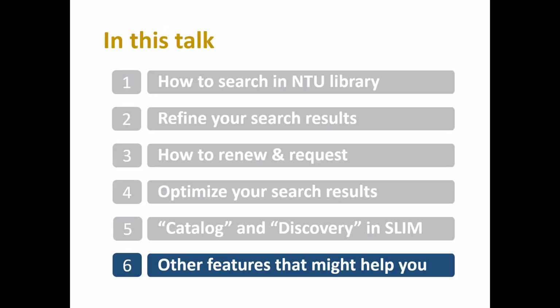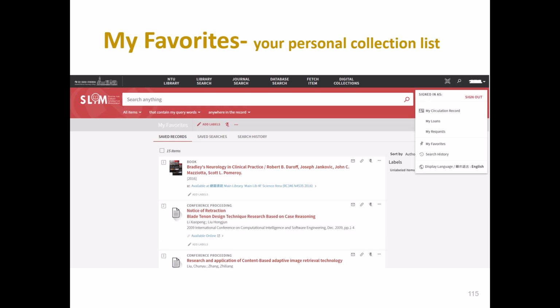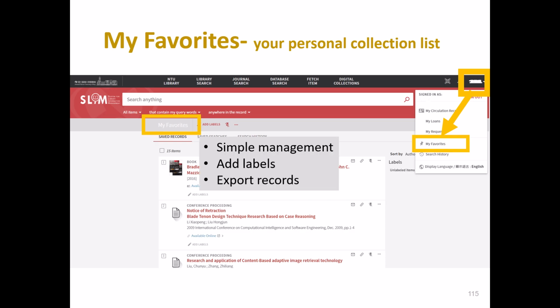After talking about searching in Selenium, now we will move on to other features in Selenium that might help you better use our system. There are 3 features that I would like to share with you. The first one is to save my favorite items in Selenium. To see my favorites after signing in, you can click on the drop-down menu of the username. By saving items needed into my favorites, you can quickly build up your personal collection list. Further functions such as simple management, adding labels to multiple items at once, or exporting and sending the records are available. It's a convenient function to assist your reading and research.